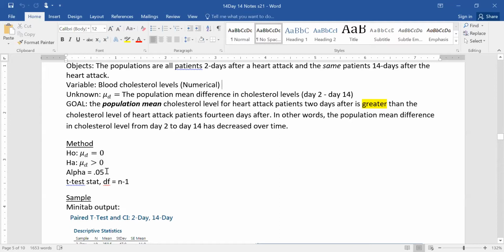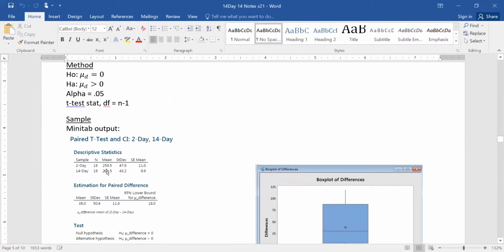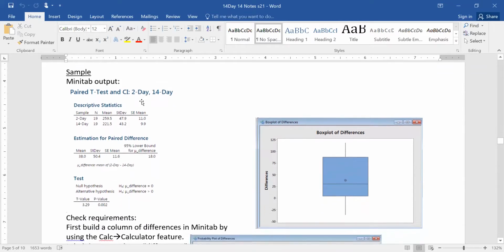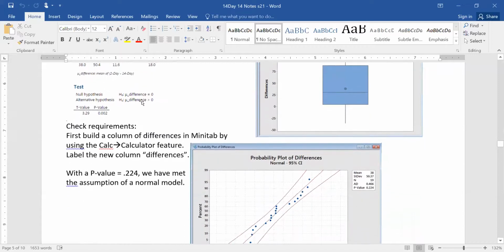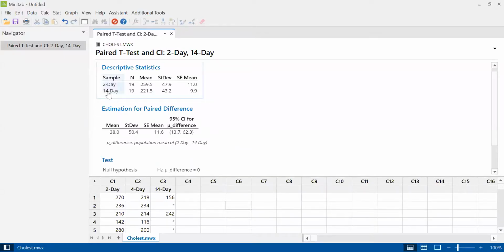Alpha, again, I still have it at 5%, which I know we discussed last class. I probably should change that to 1. I'm studying my t-test statistic with degrees of freedom. My Minitab, we're going to get to that in a minute, and we're going to check the requirements for my sample step. So let's go ahead and open up Minitab again so we can take a look at that. So we already know the testing process, but remember, I need to change my HA so it's not a not equals, right? This was a not equals for the CI.